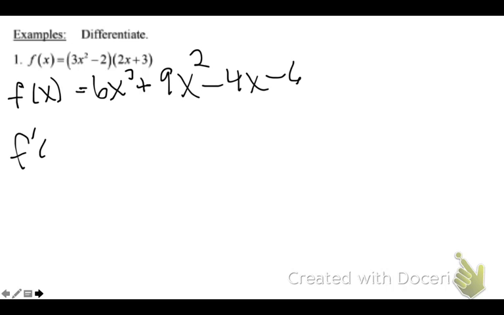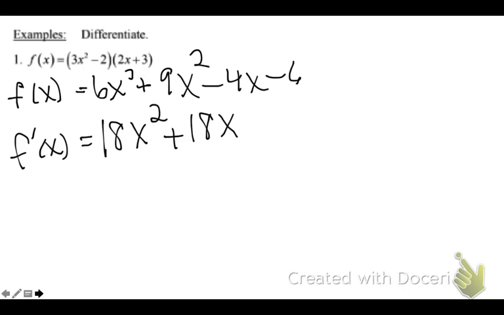So f prime of x, no product rule needed here. 6x cubed, derivative using our power rule is 18x squared. Derivative of 9x squared using the power rule is 18x. And derivative of negative 4x is minus 4. And derivative of a constant is 0. So this is the same derivative that we got applying the product rule.